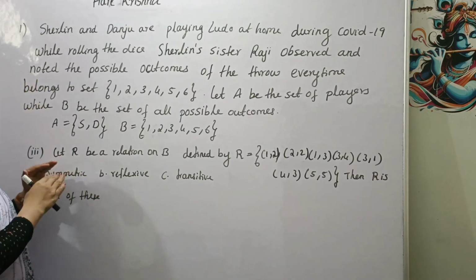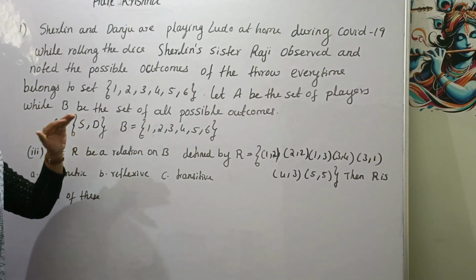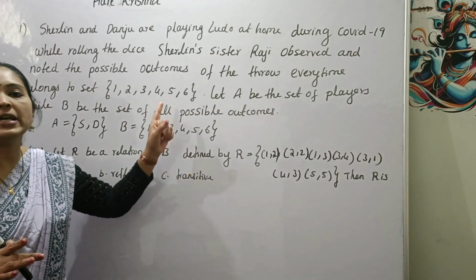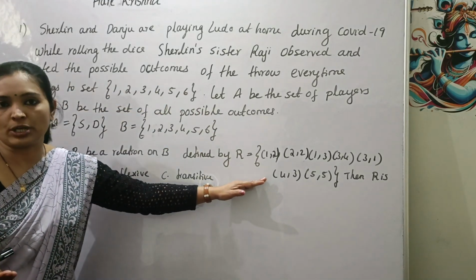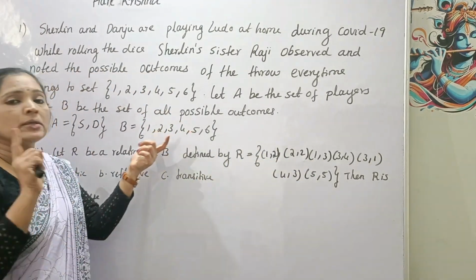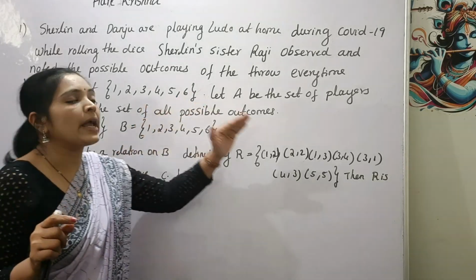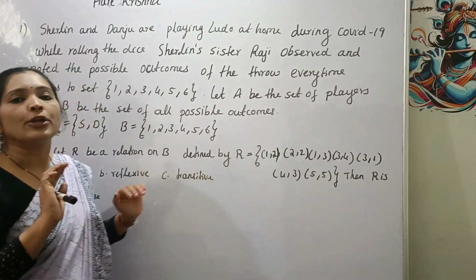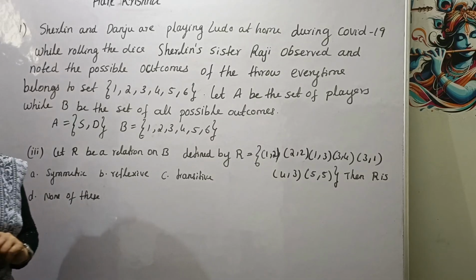For reflexive, see it is given R is a relation on B. These are the elements of B, right? So for reflexive, (1,1), (2,2), (3,3), (4,4), (5,5), (6,6), all these elements should be in this relation. But here only (2,2) belongs to R, and the remaining (1,1), (3,3), (4,4), (5,5), (6,6) are not contained in this set, right? Therefore, this relation is not reflexive. Next, what about symmetry?